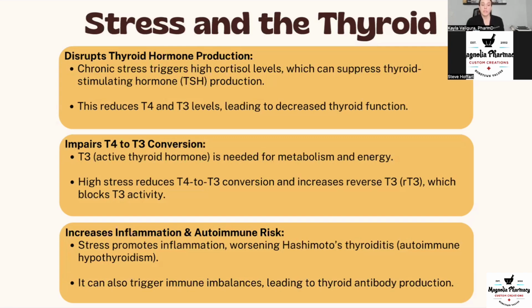Chronic stress also leads to increased inflammation and autoimmune risk. Stress, like I said, promotes a lot of inflammation, which can worsen Hashimoto's. It can also trigger immune imbalances, leading to thyroid antibody production. So kind of pushing us into that autoimmunity.